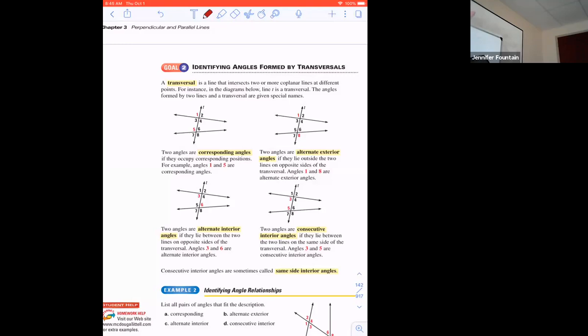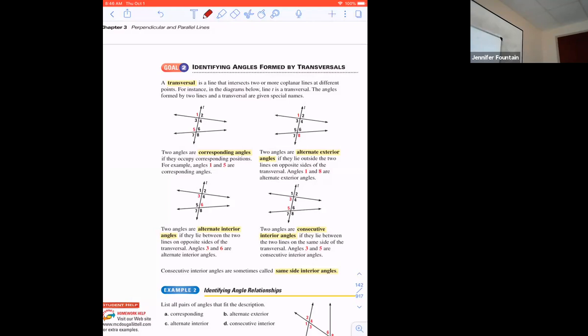So a perpendicular line is going to intersect at a 90-degree angle, but in goal 2, on the next page, was that page 130? We learn about, or actually 131, we learn about transversals. And transversals are lines that cut across another line, but not at a 90-degree angle, okay? And so when a transversal is formed, we have all these different angle relationships that are developed, okay?